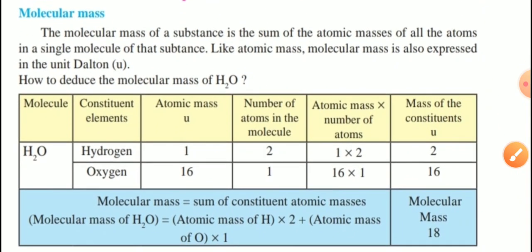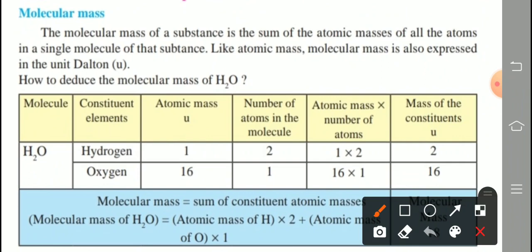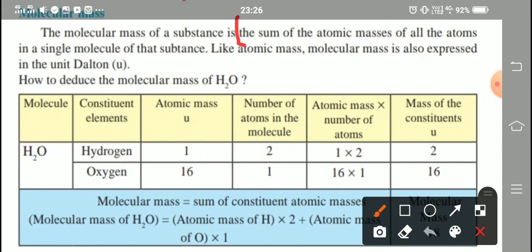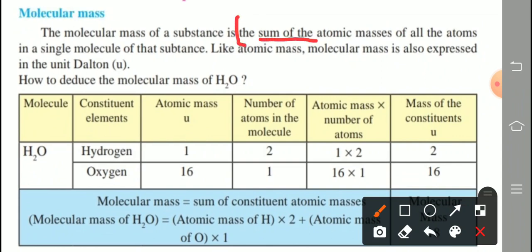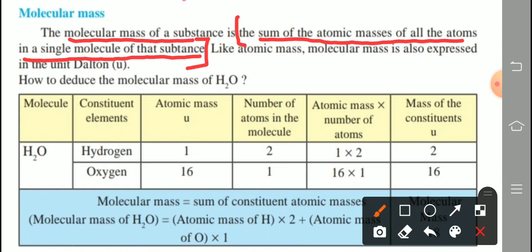Next, molecular mass and the concept of mole. Now molecular mass. A question is asked like this: define molecular mass. So you mark the answer. Start from here. The sum of the atomic masses of all the atoms in a single molecule of that substance is called the molecular mass of a substance. Clear?